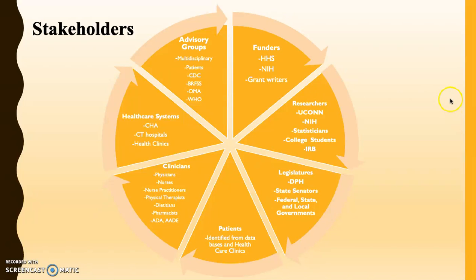We have clinicians, we have doctors, nurses, nurse practitioners, physical therapists, dietitians, pharmacists. We have representatives from the American Diabetes Association and the American Association of Diabetic Educators, and we have the healthcare system represented from Connecticut Hospital Association. Connecticut hospitals are represented here, and health clinics.